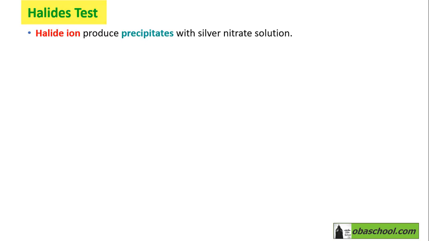Now we are going to examine the halides test. Halides, like carbonates, have a test to be identified. Halide ions produce precipitates whenever they react with silver nitrate solution. So whenever I want to identify if there is a halide in a certain unknown, we add silver nitrate to test whether it carries a halide or not.